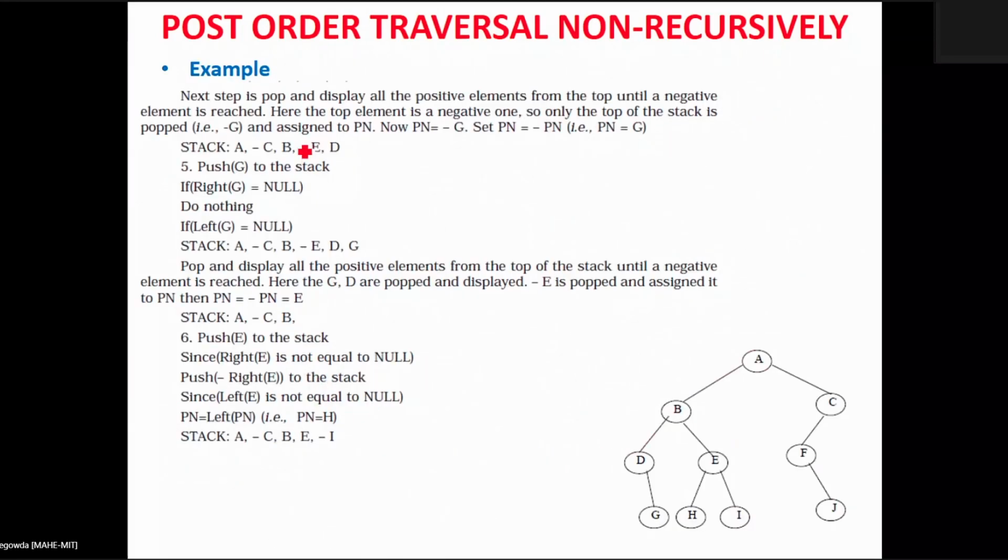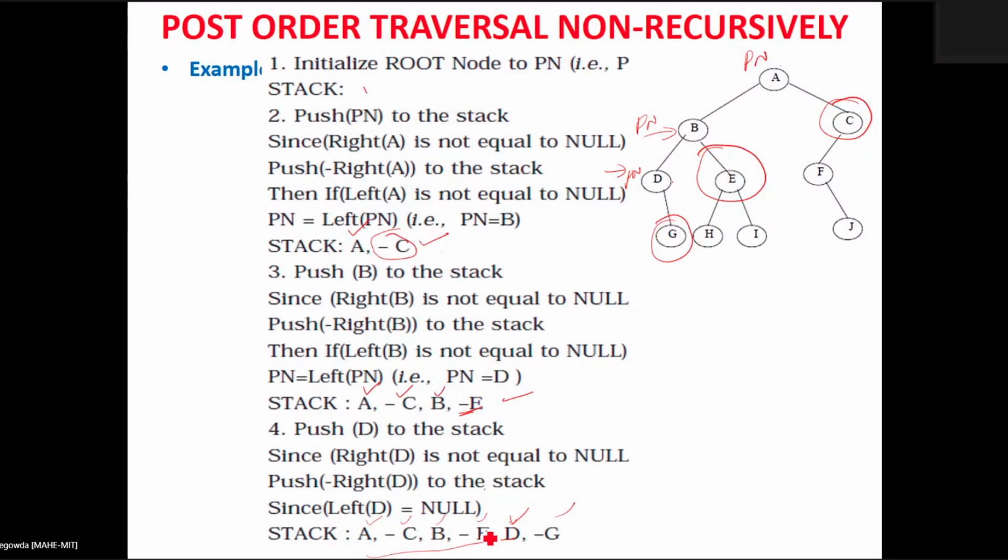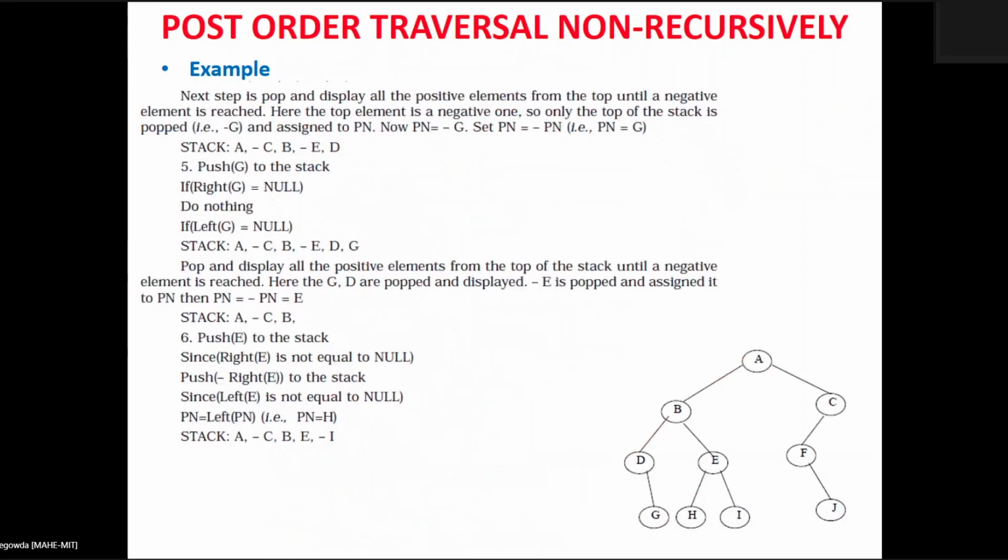Next, we have to pop and display all the positive elements from the top of the stack until a negative element is reached. If you look here, we have A, minus C, B, minus F, D, and minus G. When I pop the top of the stack, I get the G value. Now Pn is equal to minus G, then I remove the negative sign, so that Pn becomes G, in the sense that Pn is pointing to the node G right now.